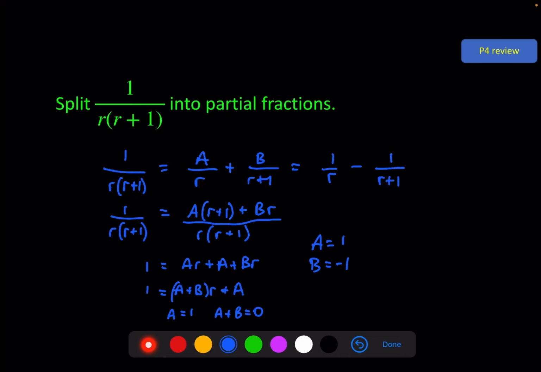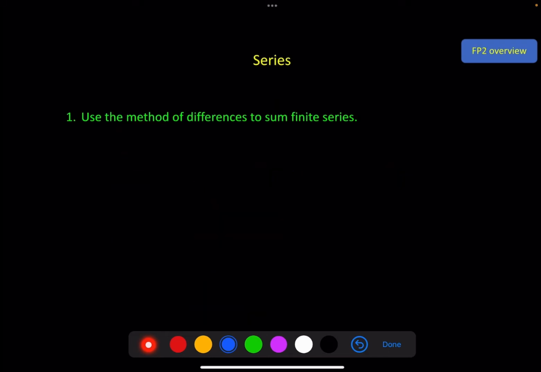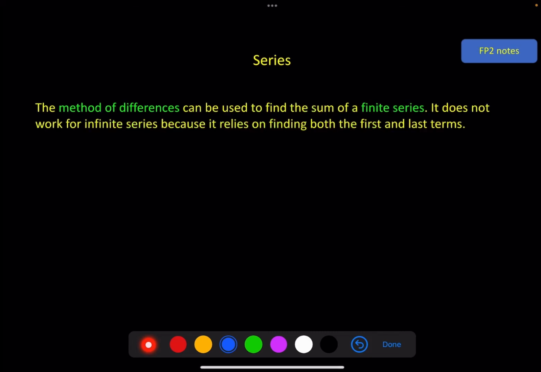I hope that is familiar to you, but even if it's not, you can still learn the concepts in this video, which is to use the method of differences to sum finite series. The method of differences can be used to find the sum of a finite series, not an infinite series, only a finite series, because it relies on finding both the first term, which is fine, and the last term, which of course you only know for a finite series.